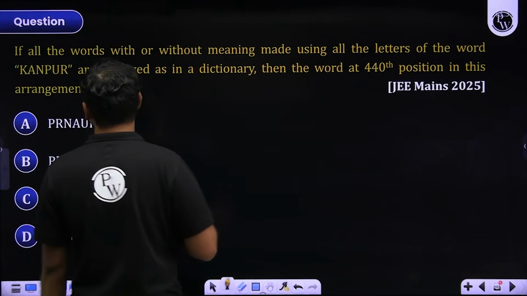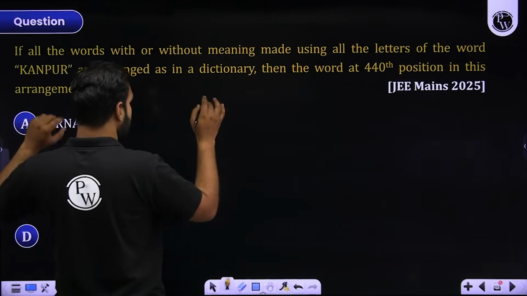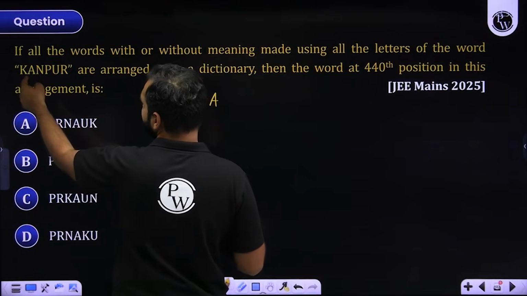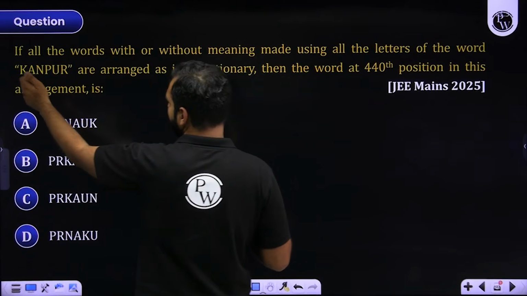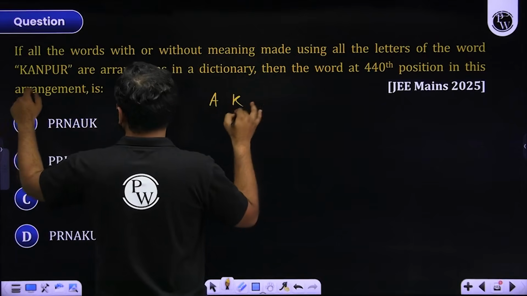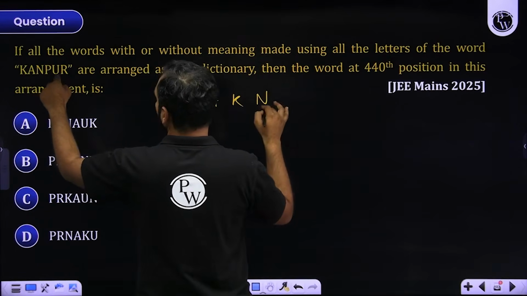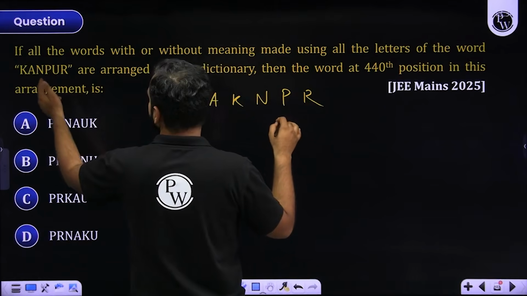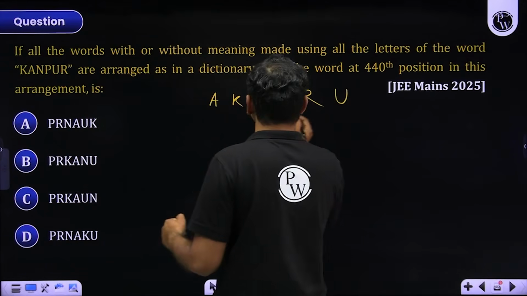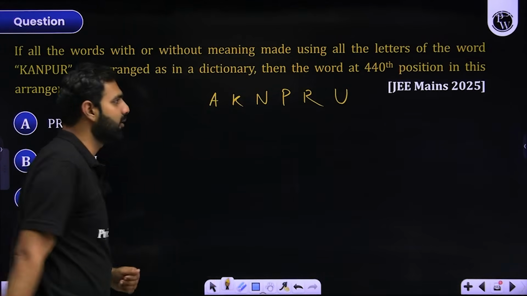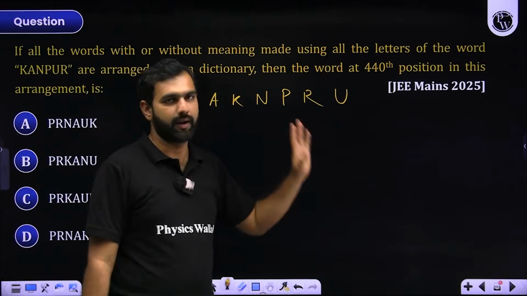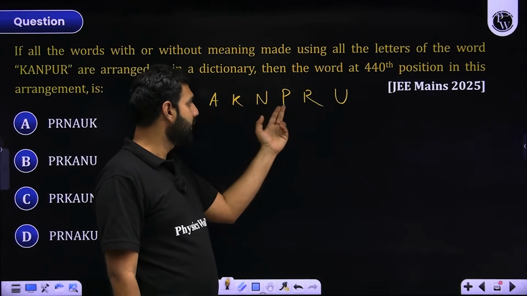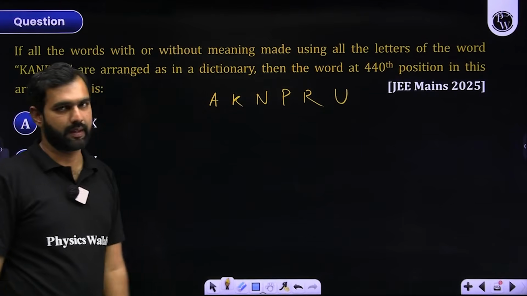The word is Kanpur. What is the first letter in Kanpur? As per the alphabetical index, it will be A. These are the 6 letters of Kanpur which I have arranged in alphabetical order: A, A, N, P, U, R. Did you get that? Did you understand it?